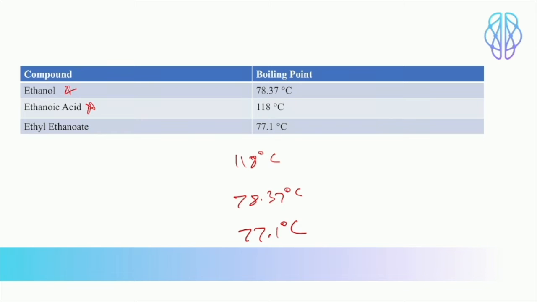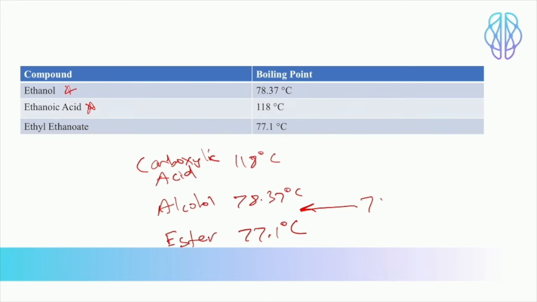So say theoretically, we distill it. So we heat up all three at somewhere in between these two. So this is the ester, this is the alcohol, and this is the carboxylic acid. So between the ester and the alcohol, there's a slight margin. So say I heat it up at 78 degrees Celsius.